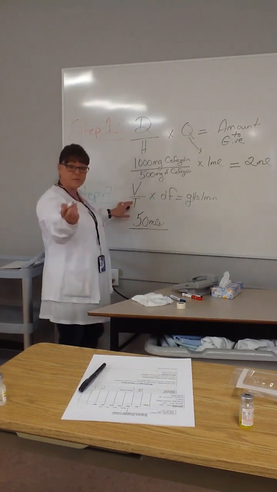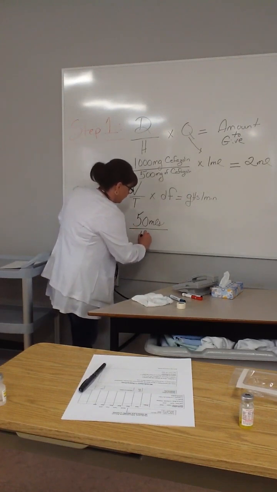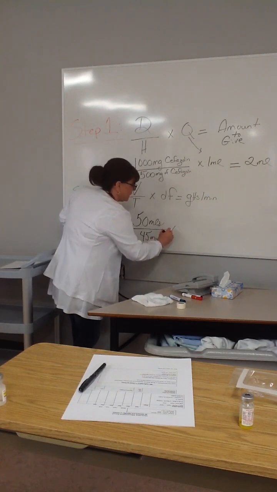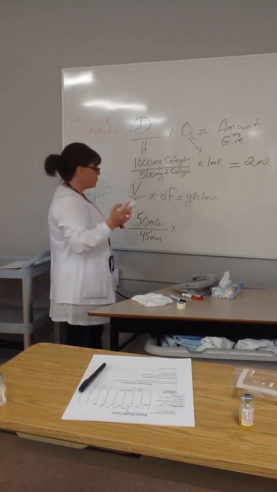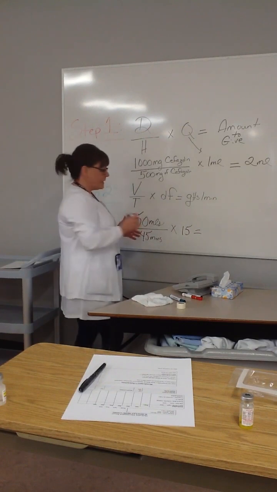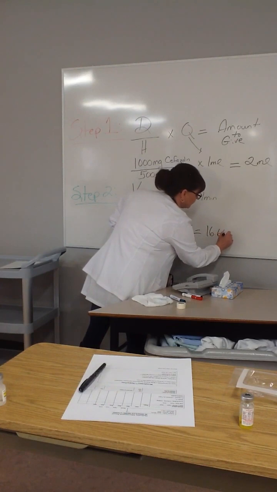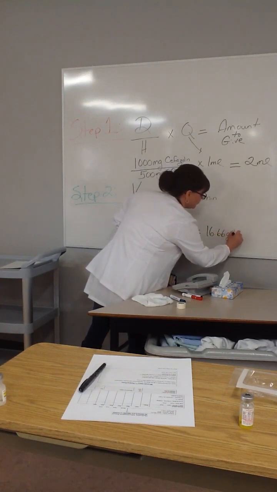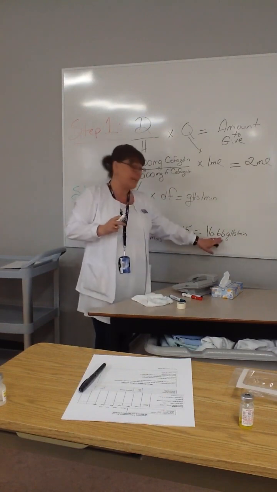The time has been clearly given to us by the manufacturer's instructions. It's 45 minutes. And our drop factor, I've explained over and over, is that little number on your tubing package. That's 15. And that's going to give us a bit of a wonky number. It's going to give us 16.66 drops per minute.